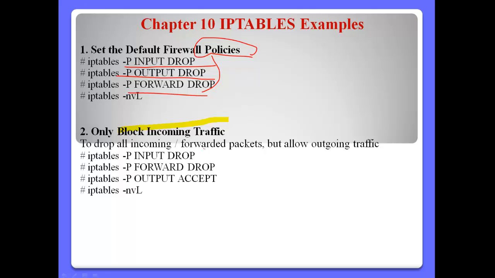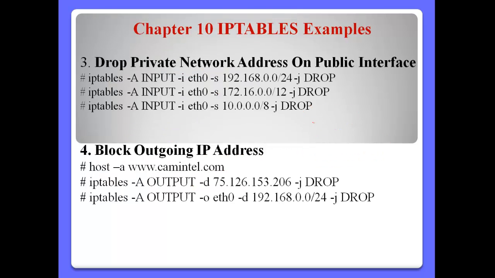But number 2, only block the incoming traffic. So here, input drop, forward drop, but output is accept. In this case, normally we can drop all the incoming packets and forwarding also, but allow only the outgoing traffic.